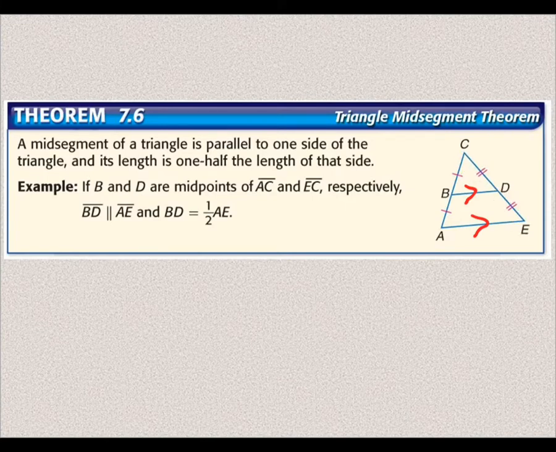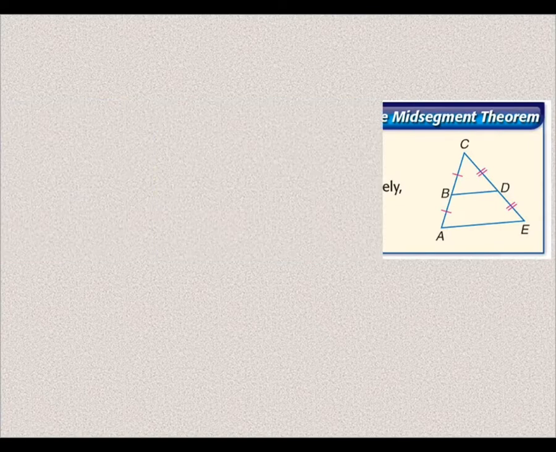Say it again. Right. There has to be a midpoint here, then we call that piece the mid-segment. If it's the mid-segment, it's parallel to this side, and it's half of this side. If that's the mid-segment. So that's 7.6, the triangle mid-segment theorem.